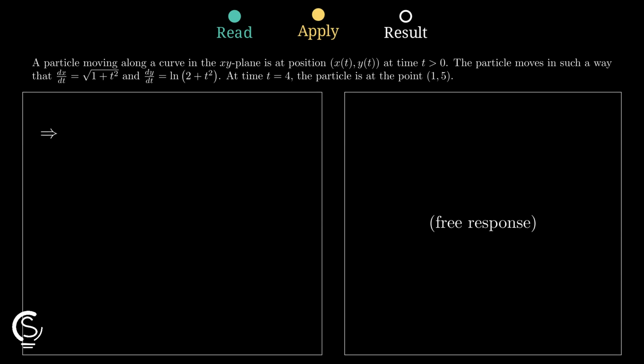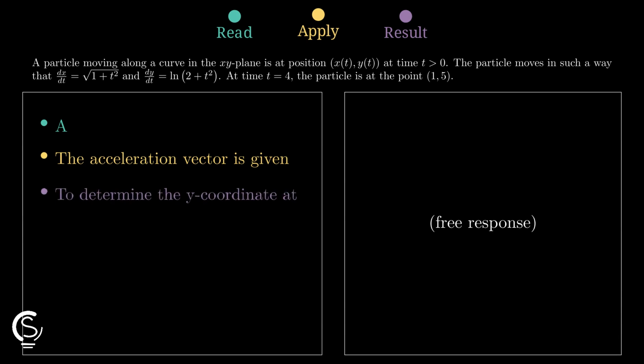The square root of dx/dt squared plus dy/dt squared, giving v of 4 equals square root of 17 plus natural log 18 squared, or 5.035. In brackets, differentiating the velocity components with respect to t, we find x double prime of t equals t over square root of 1 plus t squared, and y double prime.